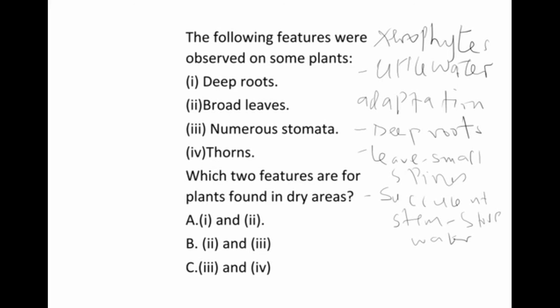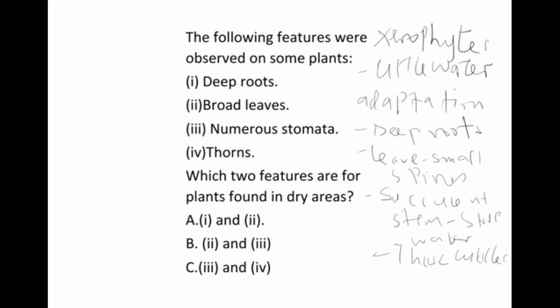Others usually have a thick cuticle in their leaves, and this ensures that it reduces the number of stomatas. The other one is that they have few stomatas to reduce the rate of transpiration.